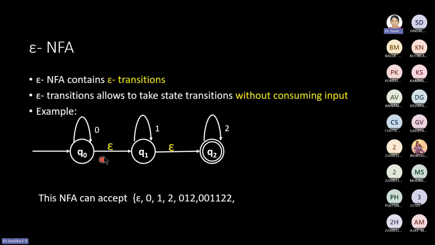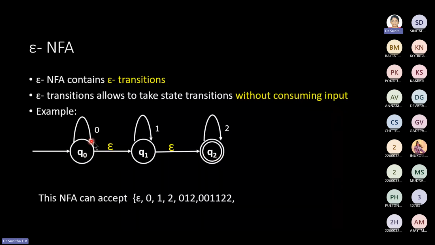So it means that from Q0, without any input, I can get into the final state Q2. That means I take this epsilon transition to move to Q1, and from there I take another epsilon transition to move to Q2. That is, this machine will accept epsilon as an input. Without input, I can move to the final state.